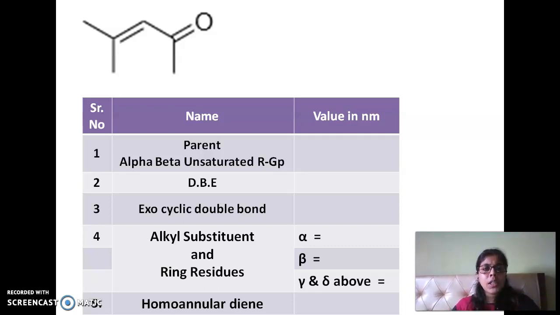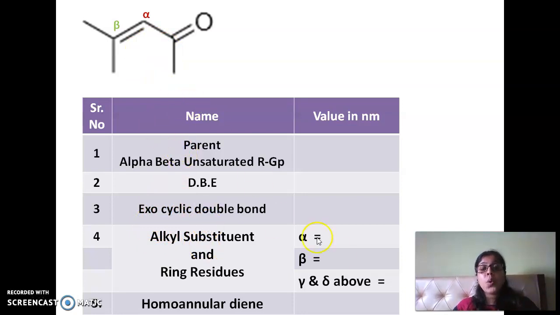For this particular structure, I have an alpha, beta unsaturated carbonyl compound as my parent. So this is my alpha and this is my beta. Do I have a DBE? No, there is no extension, so I do not have any DBE. If I check exocyclic, it is cyclic; I do not have a cycle, so exocyclic doesn't exist.